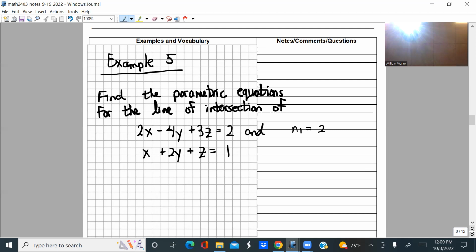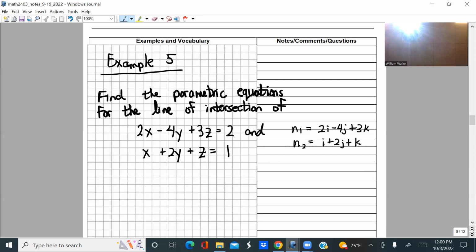Yeah, so you get 2i minus 4j plus 3k, if we write it in standard form. So see, that's so simple. That's just the coefficients of the unknowns. And for the second plane, we'll call its normal vector n sub 2. What is that normal vector n sub 2 in standard form? Plus k. Yeah, there you go.